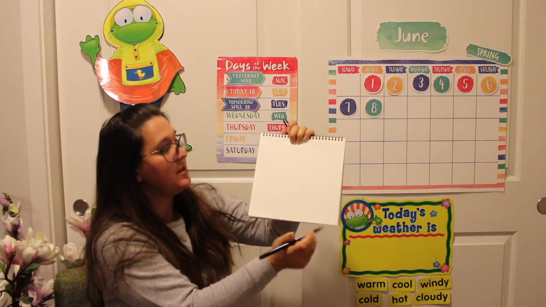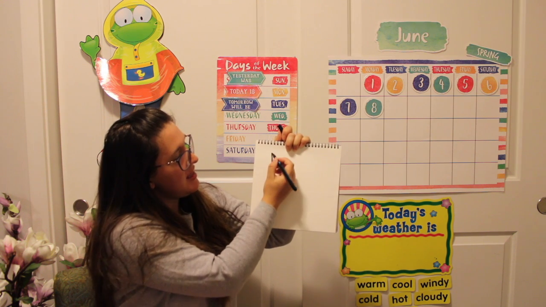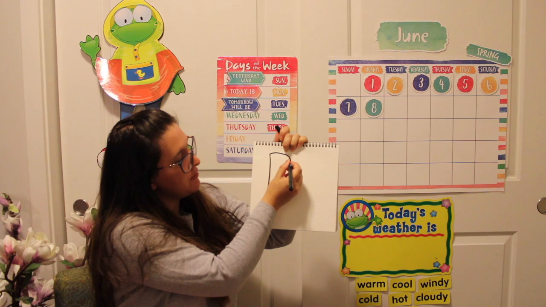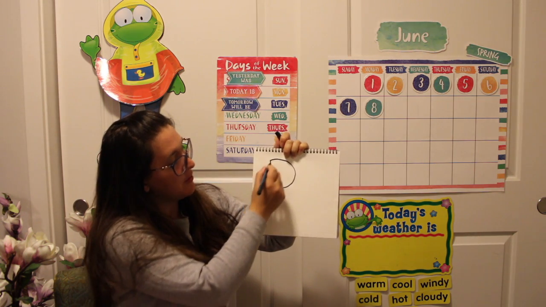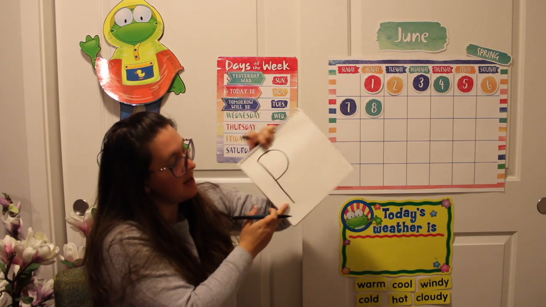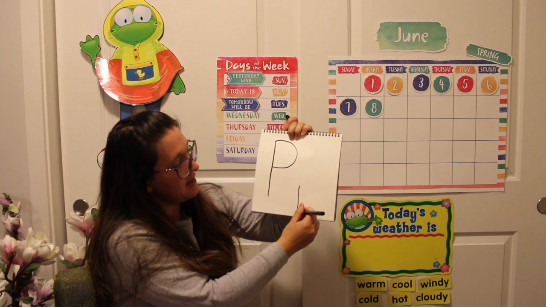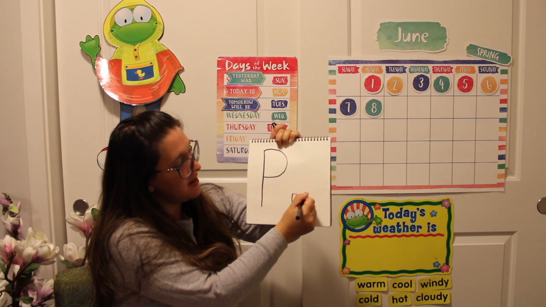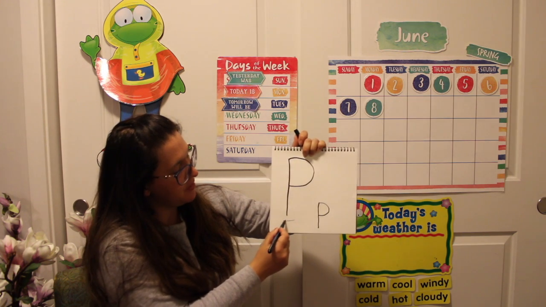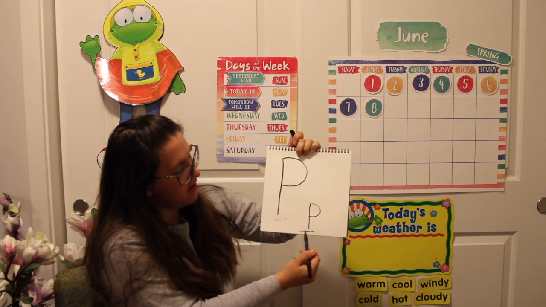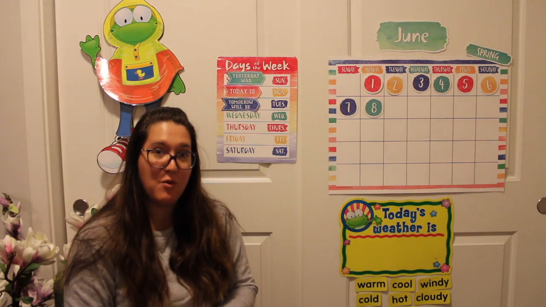So let's practice writing the letter P. So what we do is we make a line, and then we give it a little round top, like a rainbow on its side. And then for a lowercase p, we make a line, and then we give it another sideways rainbow. So there's our uppercase P and our lowercase p. I hope you practice that at home.